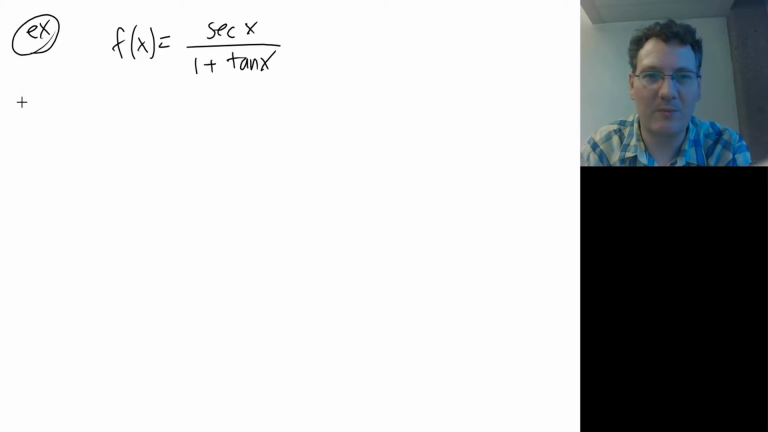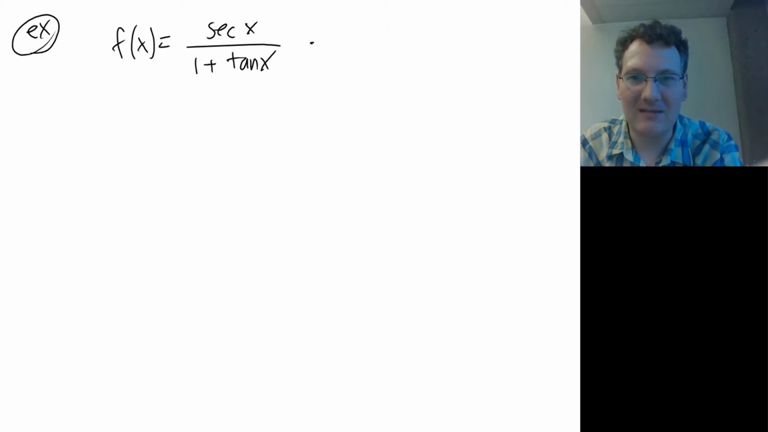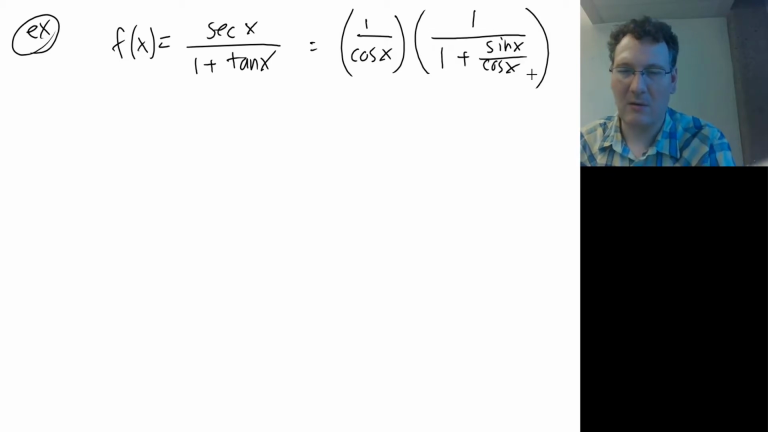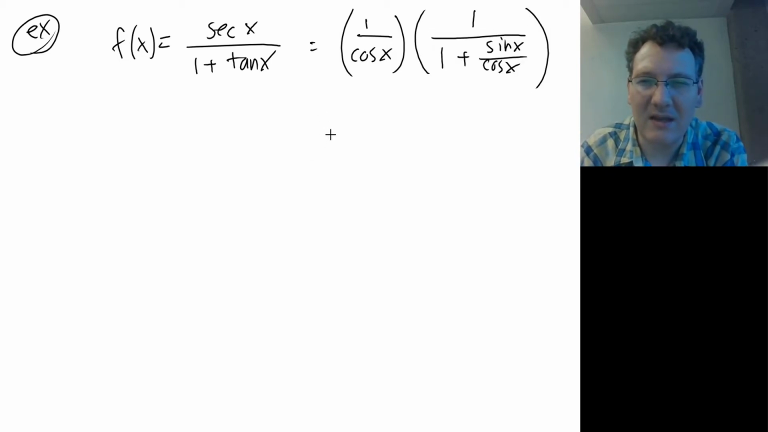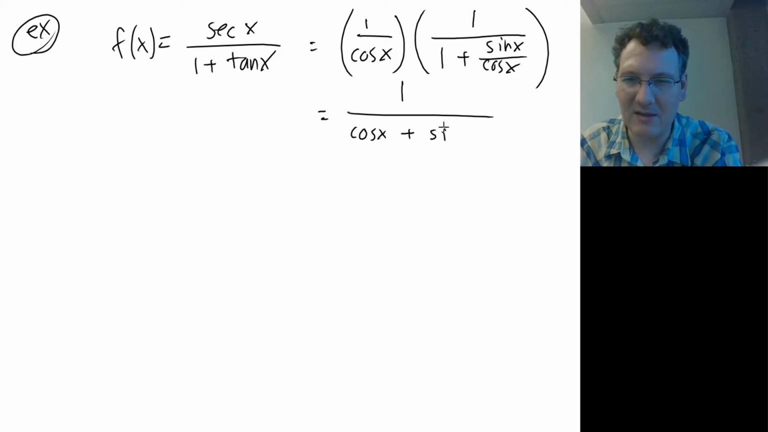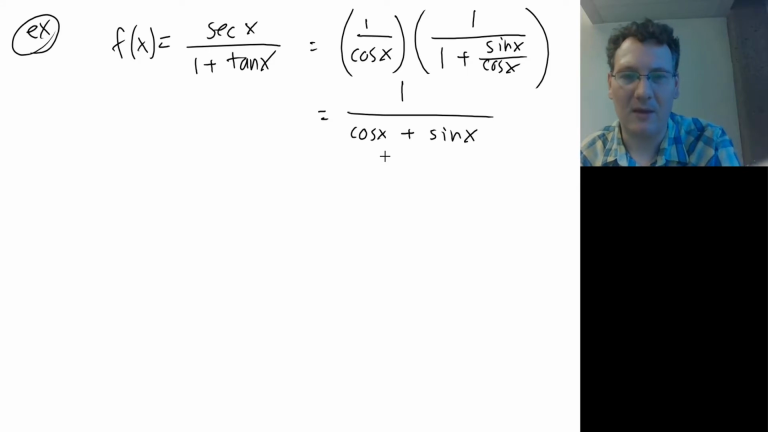So actually, what I would like to do is write this as 1 over cosine x times 1 over 1 plus sine x over cosine x. The reason I'm going to do this is if I distribute that cosine x into the denominator, it becomes 1 over cosine x plus sine x. And I like that a little bit better. But I want to show you doing it in both ways.